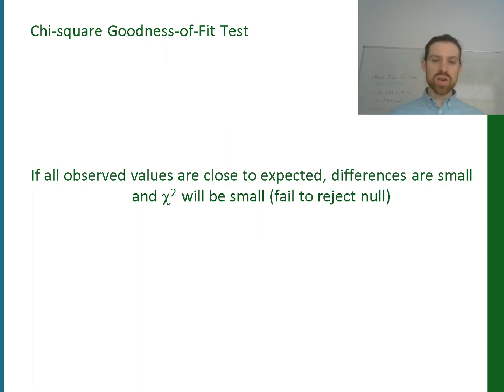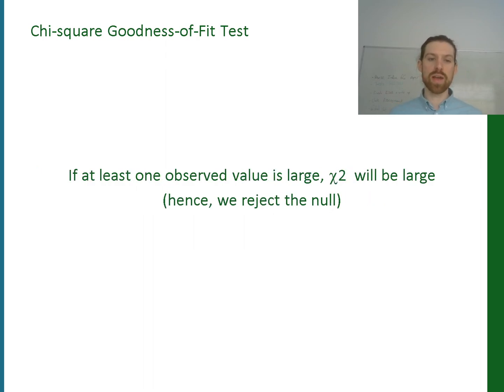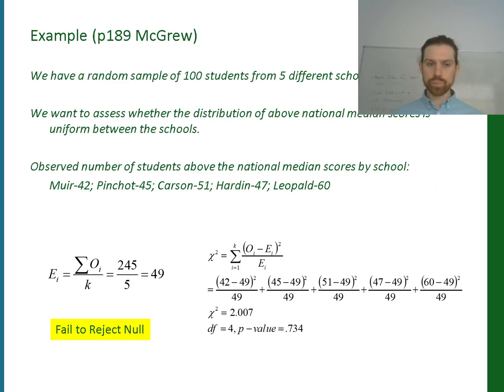So if all the observed values that we have are close to the expected, then the differences would be very small, the chi-squared test statistic would be very small, and therefore we would fail to reject the null hypothesis. Okay. If at least one of those observed values within those different groups is large, then that could lead to the chi-square being large, and then we would have much more substantial evidence to suggest that we should reject the null hypothesis. Okay. So there's this example in the book.